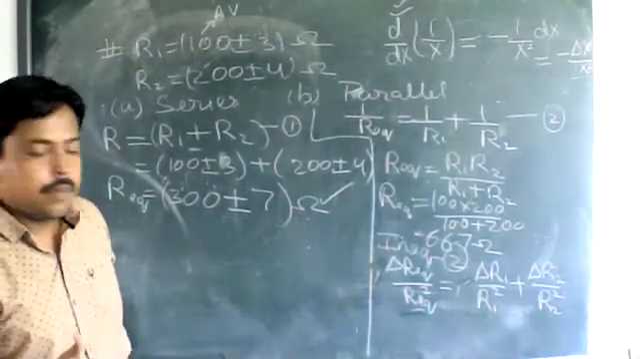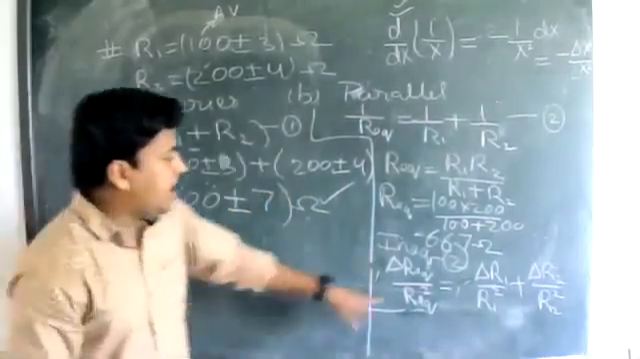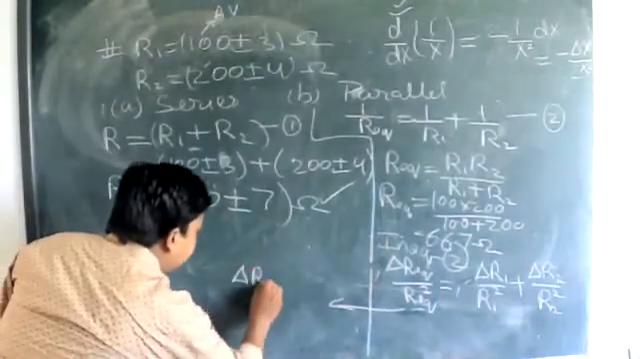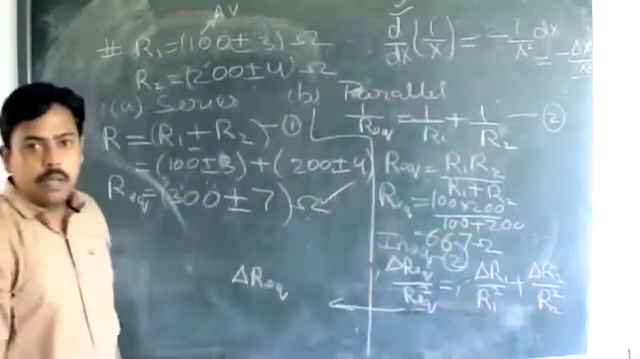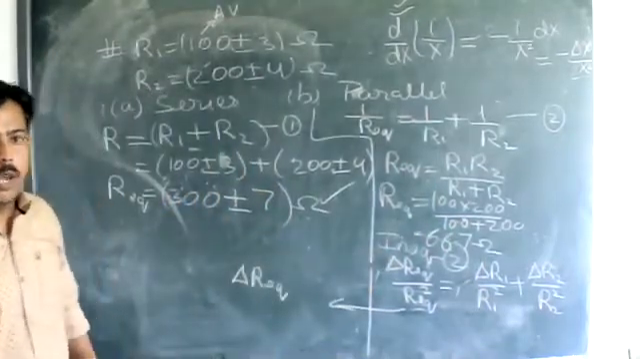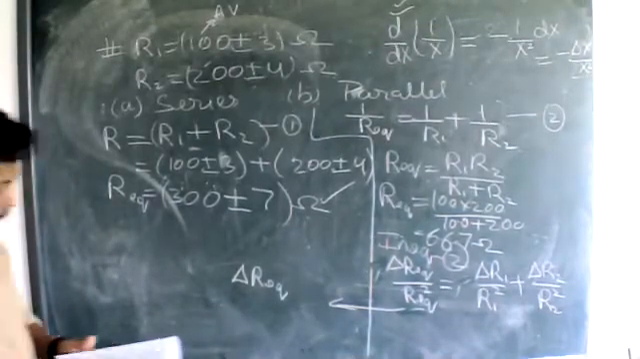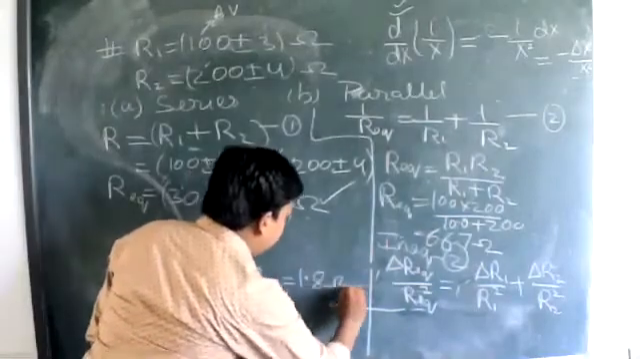Yes, sir. So after solving this, you can put the values here. Then you will get the r equivalent and the error corresponding to this equivalent value. How much will the r equivalent value come out to be? Just move and calculate. After calculating, you will get r equivalent is equal to 1.8.